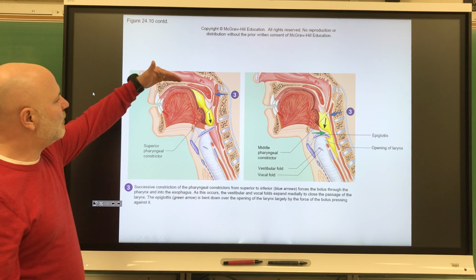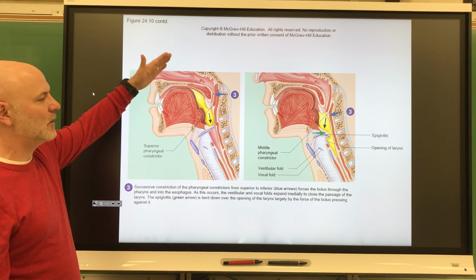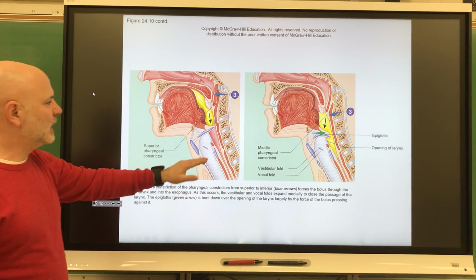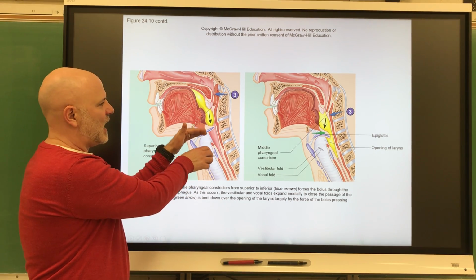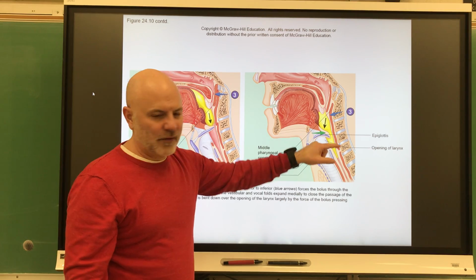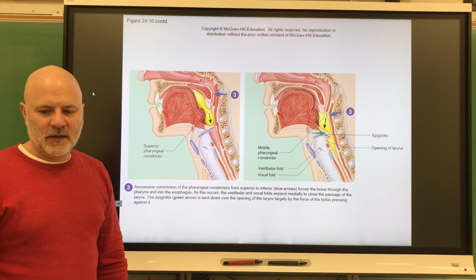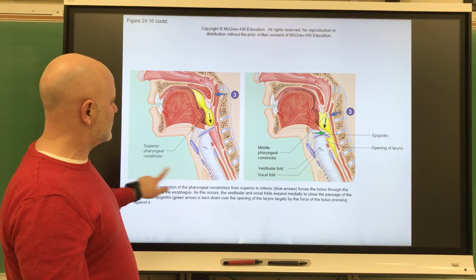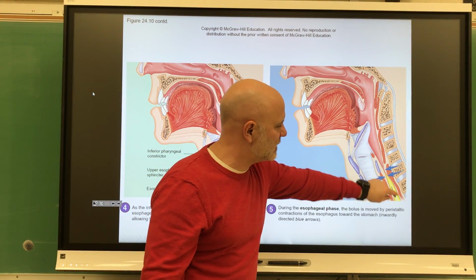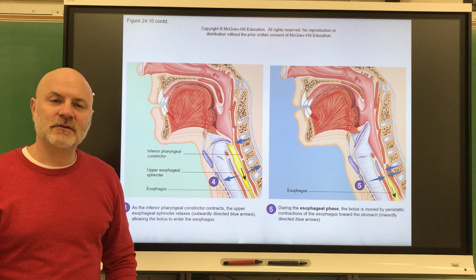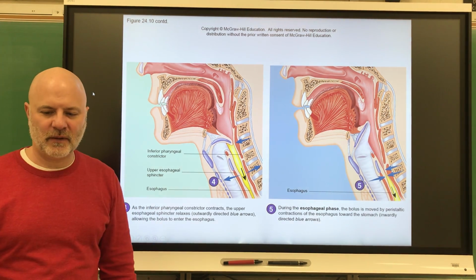The soft palate and uvula get moved up, and that's going to block off the nasopharynx and the nasal cavity. The larynx actually rises up, and when it rises up, it gets the epiglottis to move over, and that then diverts food to the esophagus. Once we get food to the esophagus, peristaltic contractions are going to move it down the esophagus. And so those are the steps in deglutition, or swallowing.